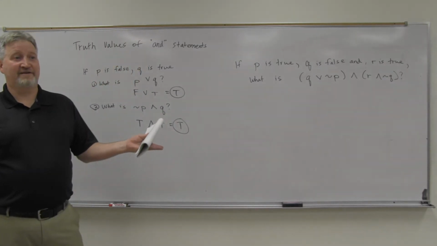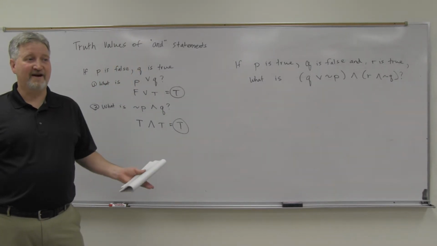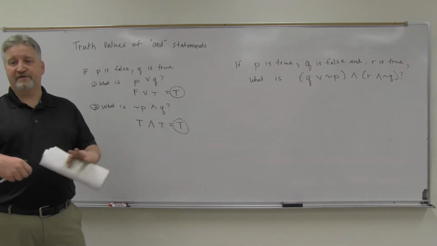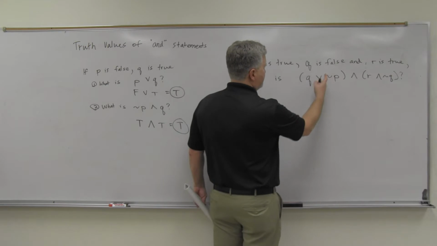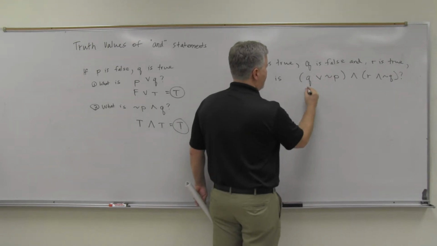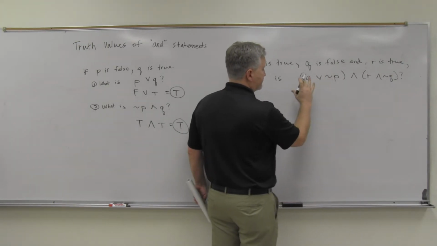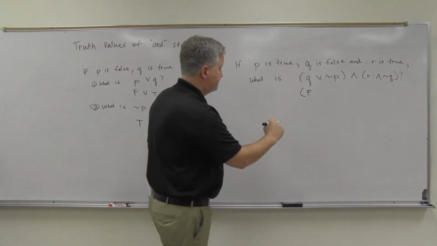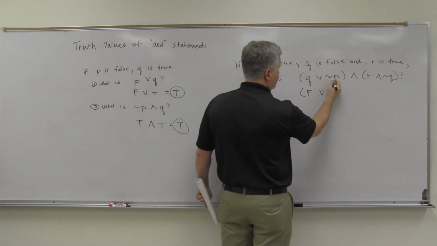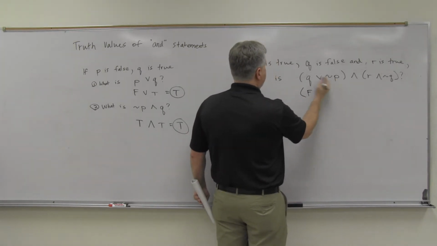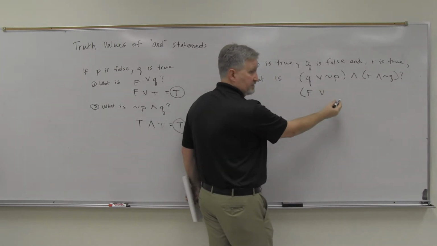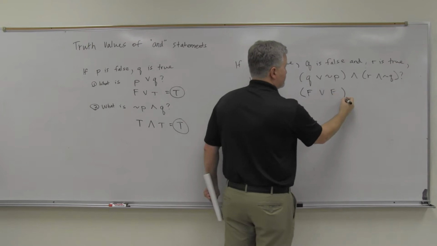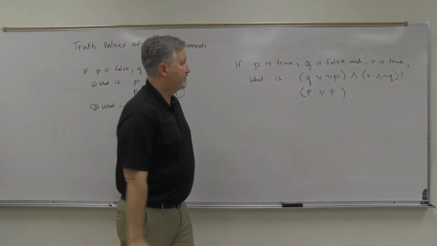What do we do first on these? Parentheses first, right? We do parentheses first and then put those things together. So here, what have I got? And then I changed it up, so Q is now false. So if I write the truth values here, I've got false or, so that's negation of P again. In this case, P is true, so the negation of P would be false. So that parentheses will be false or false.